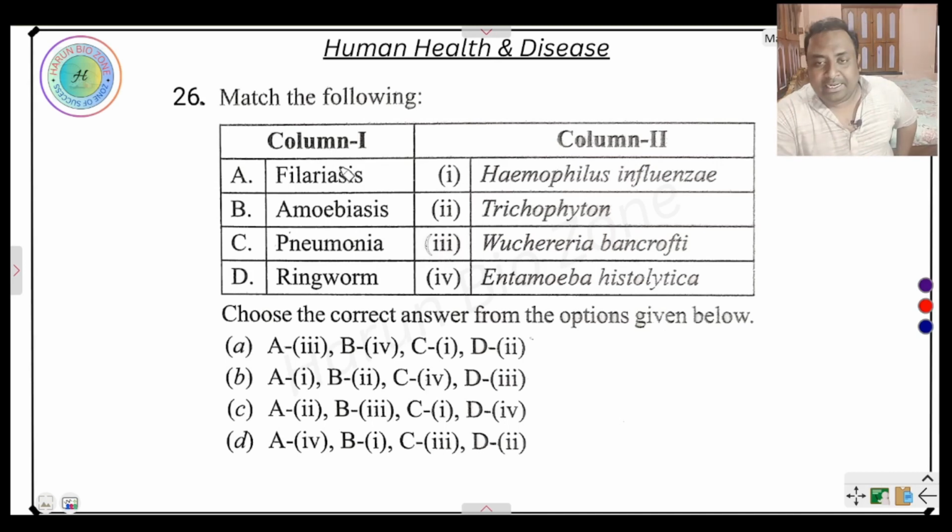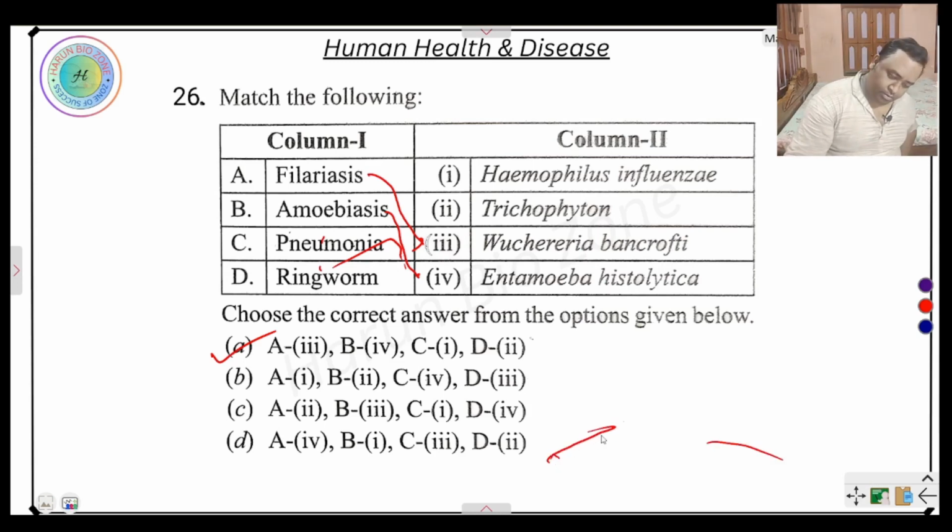Match the column. Filariasis means elephantiasis, Wuchereria bancrofti. Amoebiasis, Entamoeba histolytica. So here the correct option is Filariasis, Wuchereria bancrofti. That is option A, the correct answer. So here the option is right.